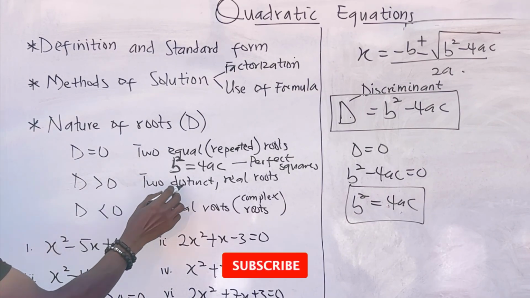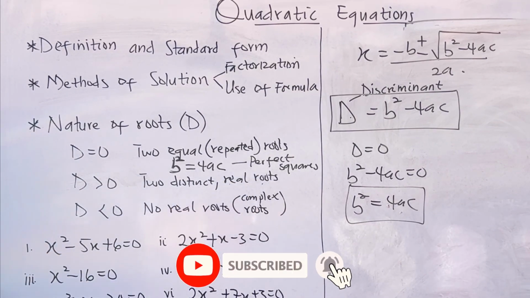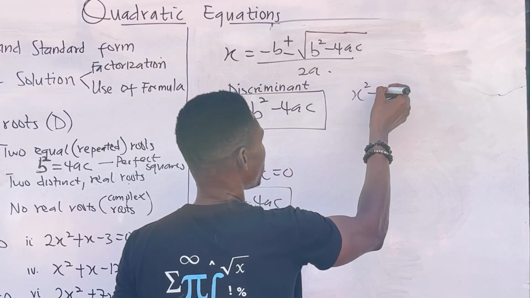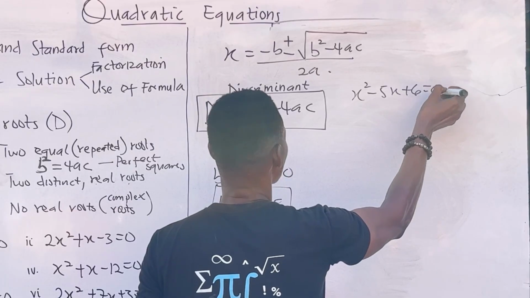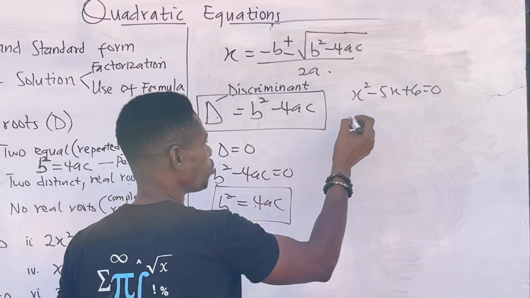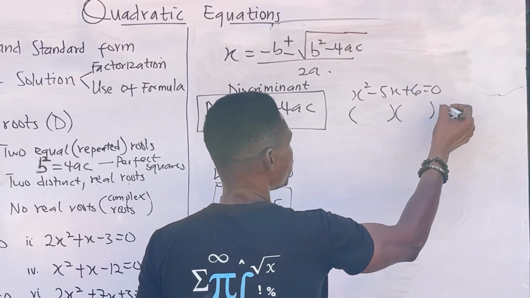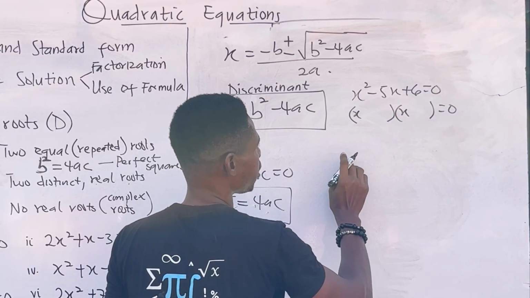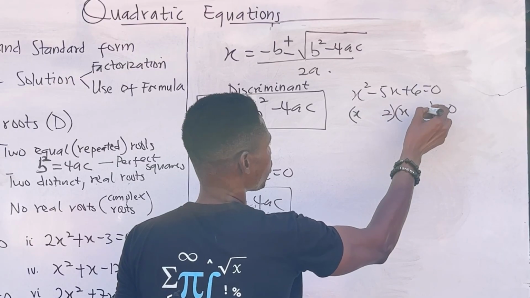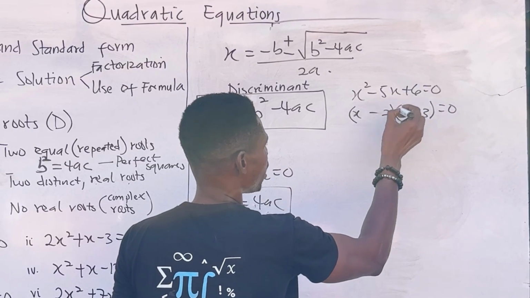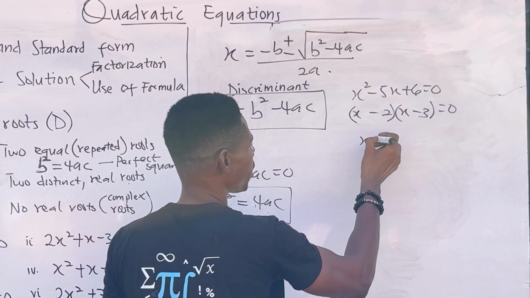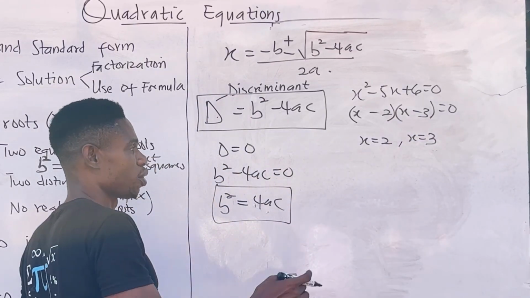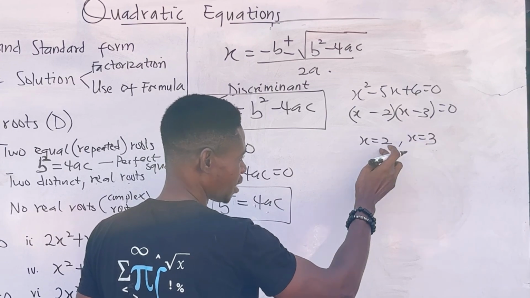Now, if your discriminant is greater than 0, you're going to have two distinct real roots. Now, remember this example we solved. We had x squared minus 5x plus 6 equals 0. And then we solved it. Let me just get the roots quickly. So we have x and x. I think here we had 2 and 3 to give us 6, so minus and minus. And then we had x equals 2 and x equals 3. Now look at these two roots. They are distinct. They are not the same.